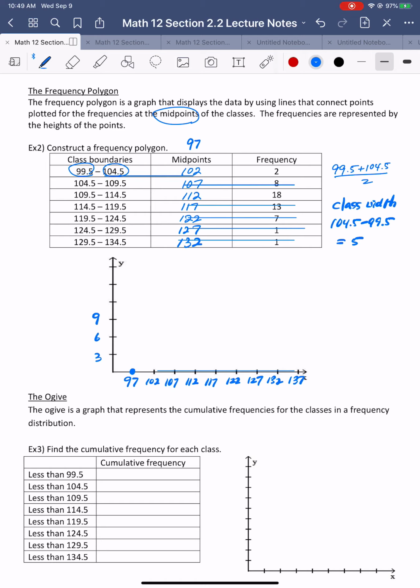3, 6, 9, and then 12, 15, and 18. So 102 is going to be a 2. Hold on a second. I don't know why I'm getting those here. So 2. 107 is 8. Oh, my goodness. 8. 112 is 18.